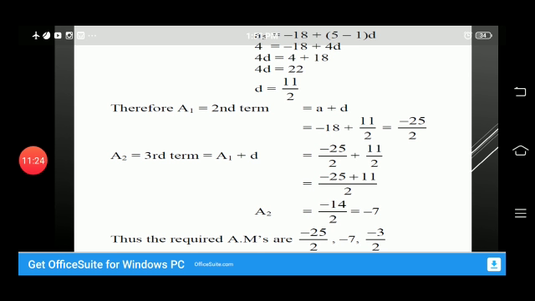Then we need to find the third term. If we add d to the previous term, meaning if we add d to the second term, that is minus 25 over 2 plus 11 over 2, we will get the value of A2. And similarly, when we add the value of d to the third term, to A2, we will get the value of A3, that would be minus 3 by 2.